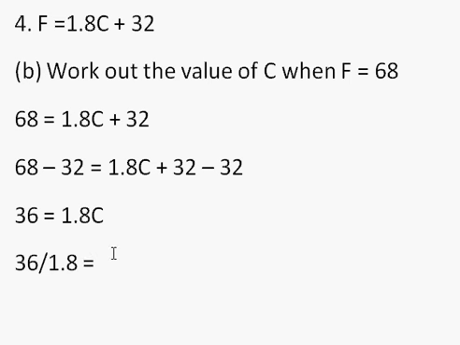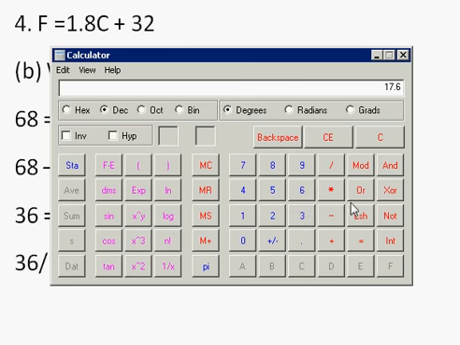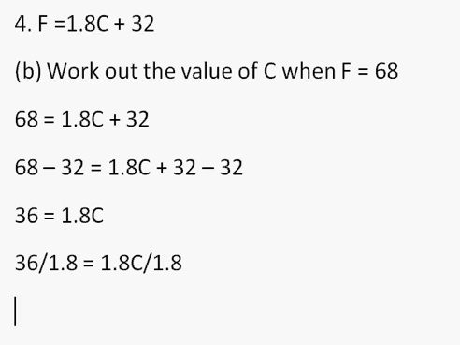So 36 divided by 1.8 equals 1.8c, also divided by 1.8. I'm doing the same thing to both. Well, this bit here will be just c, I know that, and I'll see what 36 divided by 1.8 is. So on your calculator you would press 36 divided by 1.8 equals 20.